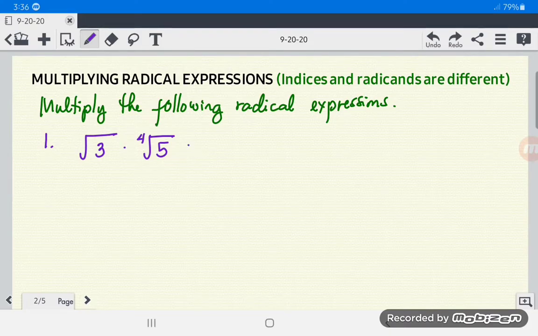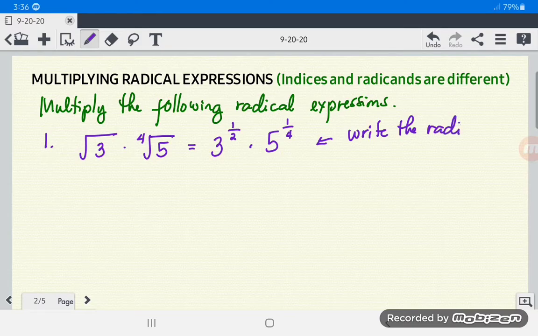Our first step is to write the radicals in exponential form. For the first radical, we have 3 raised to the exponent 1 over the index 2. Then, times, for the second radical, we have 5 raised to the exponent 1 over the index 4. So, here, we're going to write the radicals in exponential form.